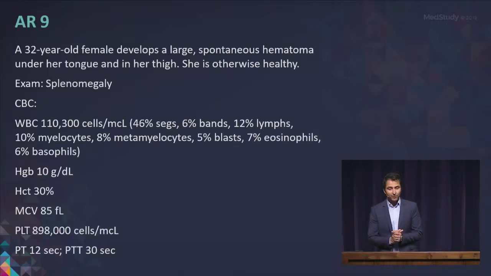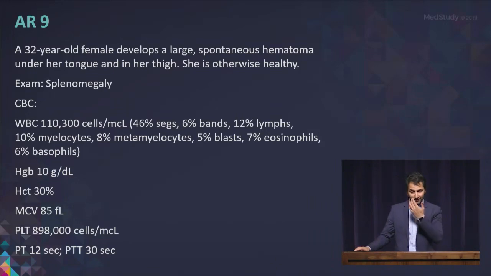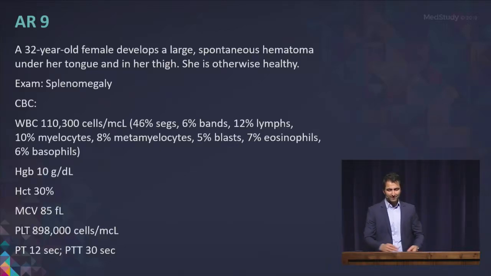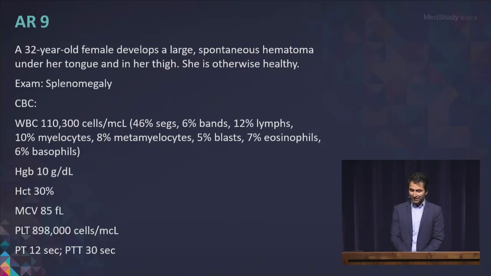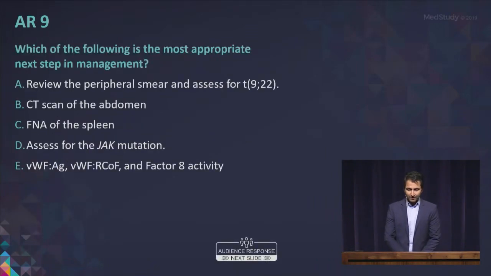Next question, a 32-year-old female develops a large spontaneous hematoma under her tongue and in her thigh. She's otherwise healthy. She's got a big spleen, and her white count's 110 with a little bit of everything. Some segs, some bands, some lymphs, some myelocytes, metamyelocytes, a few blasts, but not like ALL, AML type numbers, just a few. I'm giving you some clues here. A little bit of eosinophils and some basophils. Hemoglobin's 10, platelets are high at 898, and her coags are normal. Which of the following is the most appropriate next step in management?